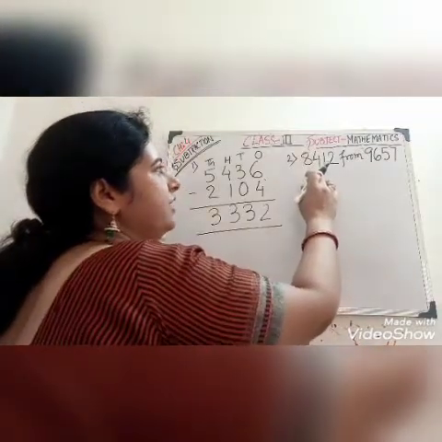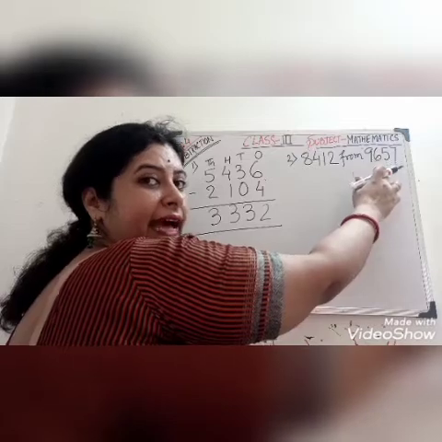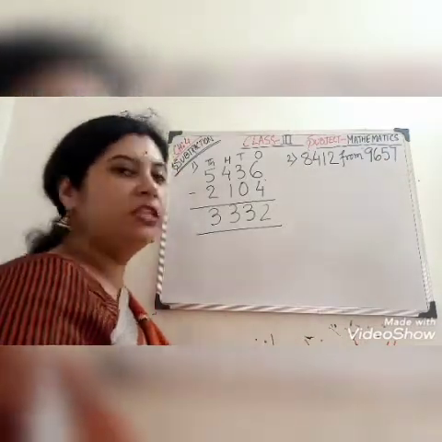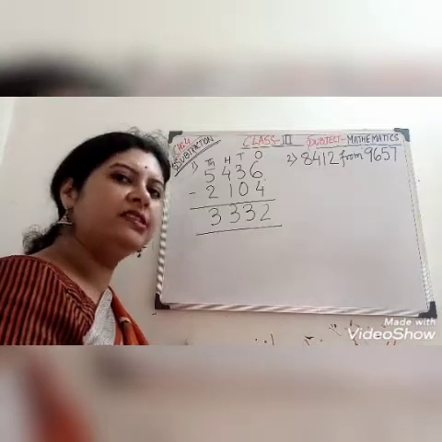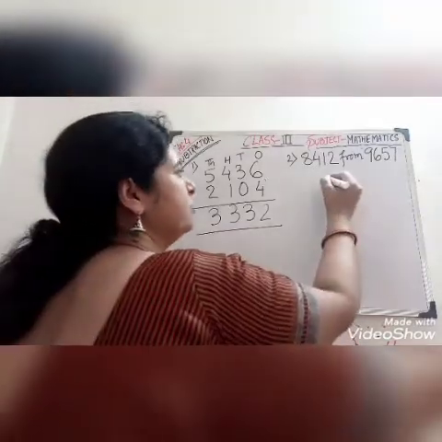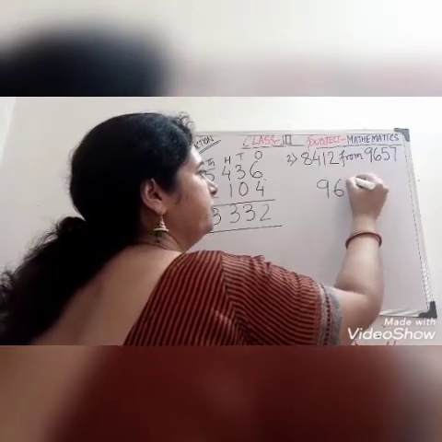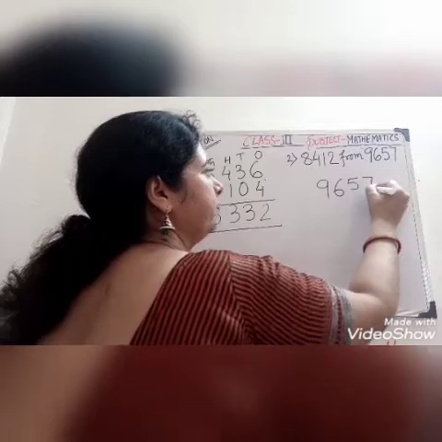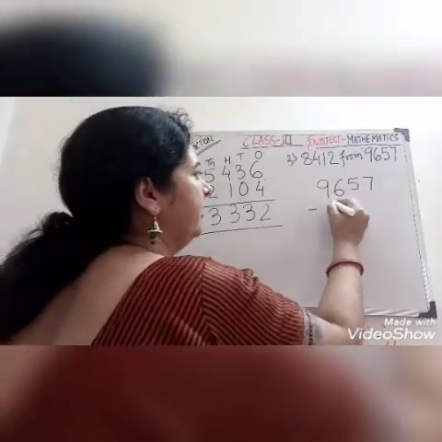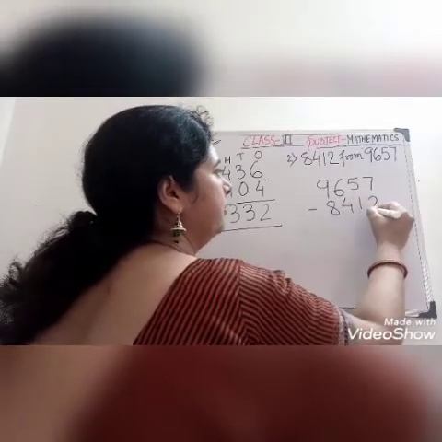Here the question is 8412 from 9657. So which one is the bigger number? 9657. So it is our minuend. So first of all, we write down this number 9657 and we subtract the smaller one. It means subtrahend 8412.